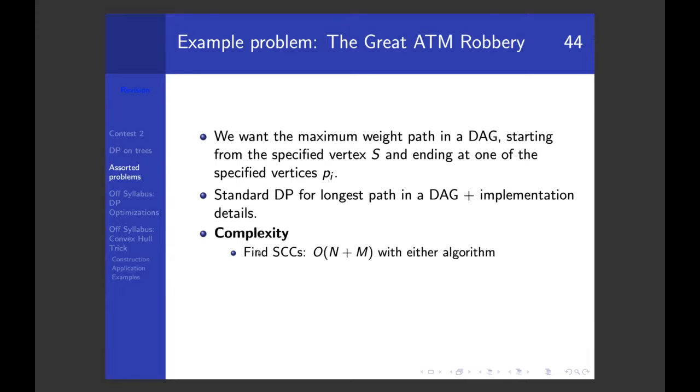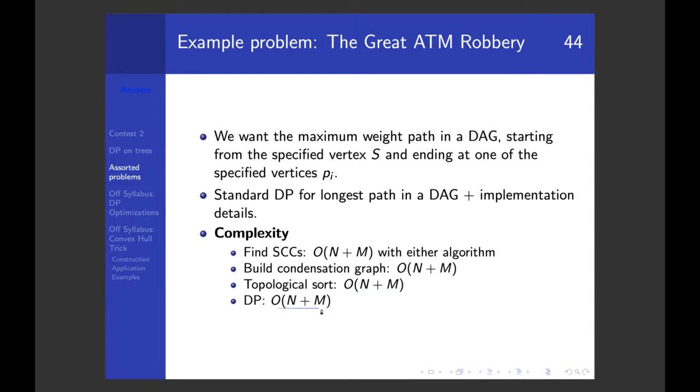Complexity. Finding SCCs with Tarjan's or Kosaraju's is n plus m. Again, if you're not familiar with this, I recommend going over last lecture because it was covered then. Build the condensed graph, n plus m. You're just iterating over all nodes and getting the sum of all vertex weights in an SCC, etc. Again, I'll describe this when we have the code. Topological sort is order n plus m for our DP. So our DP is order n plus m.